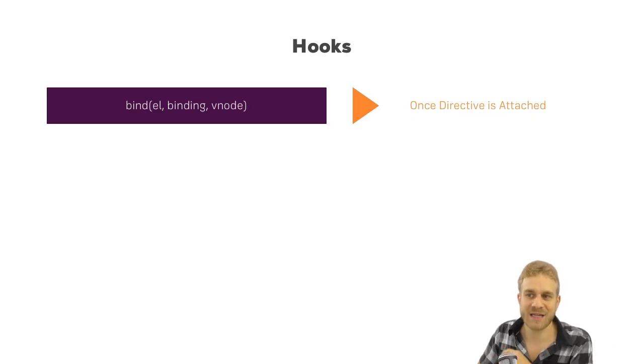Especially important, the latter 2 arguments, binding and vNode, should be treated as read-only. Don't change anything there inside of your directive, because that really are things controlled by Vue.js and not something you should change at runtime. So this bind hook here occurs once the directive is attached to the element.